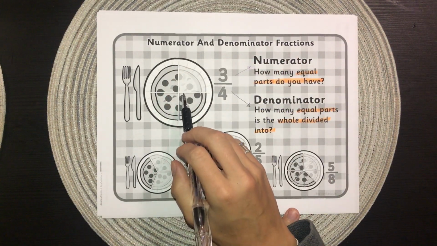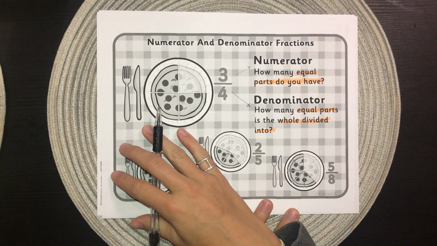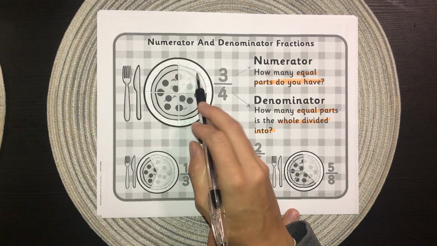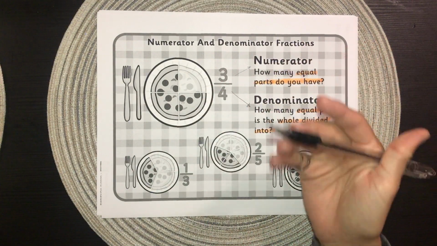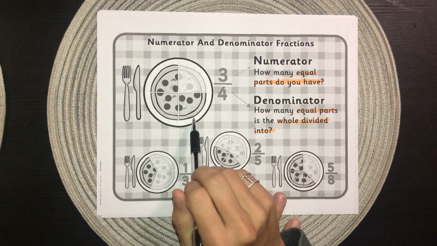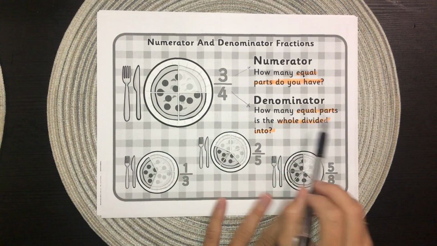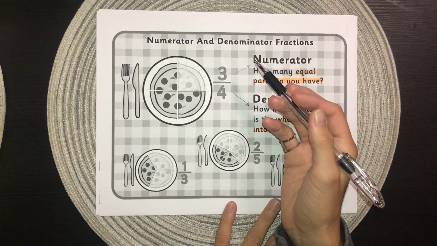But maybe if the question was, what is the fraction of the pizza slices that were already eaten? Then it would be 1/4, because 1 is the number that they're talking about, or how many that you have, so you have eaten 1. And then 4 would still be the denominator, because it's the number of equal parts that the whole is divided into. So really that depends on the question.